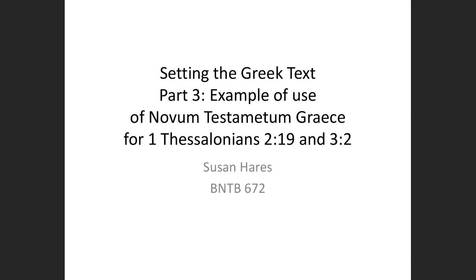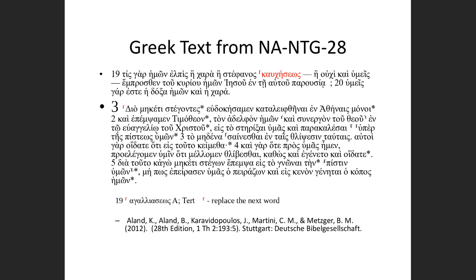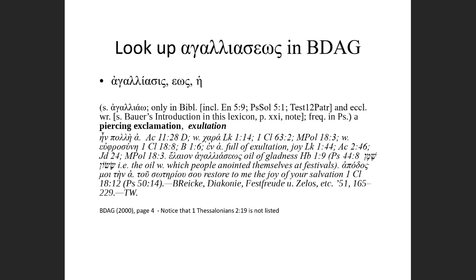So first of all, we've got Greek text from the NA-28 for 2:19, which says, replace the next word, kauchesis, with agalliaseos. It's simply a replacement. It's supported by A and Tertullian. So let's take a look at how we find out about this.